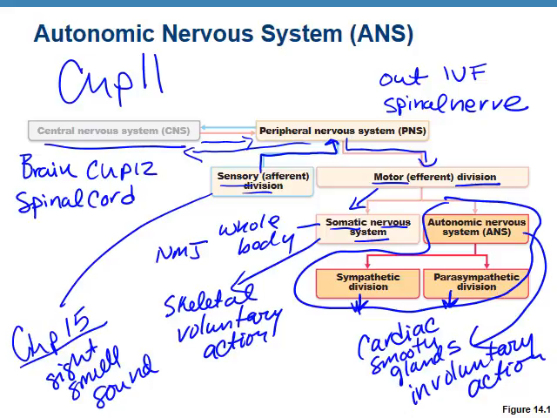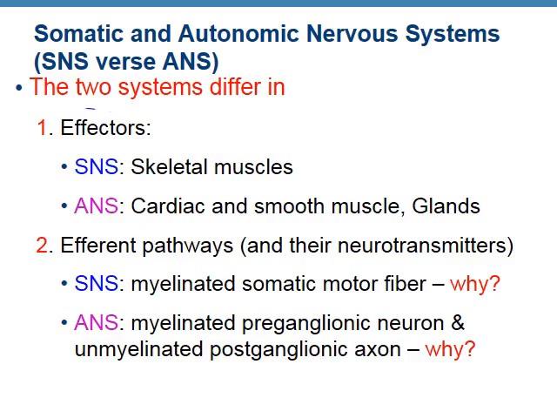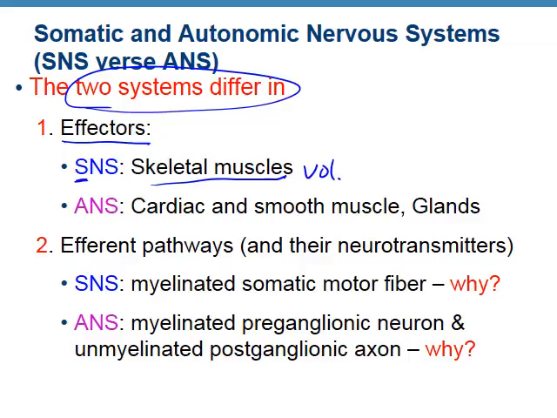So you should be able to look at a figure like this and add information to it. Don't just look at it as a figure, but make sure that it makes sense to you and that you know where you've been in terms of lecture content, right? Now we need to see how the two systems differ. So first, effectors. In the somatic nervous system, the effectors are skeletal muscle, and we should remember voluntary. In the autonomic nervous system, the effectors are cardiac, smooth muscle, and glands, and we should be thinking involuntary action.